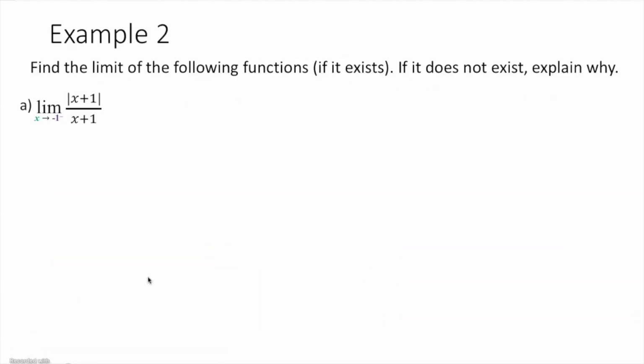Example 2 says find the limit of the following functions if it exists. If it does not exist, explain why. So first, I have the limit as x approaches -1 from the left of the absolute value of x plus 1, over x plus 1.